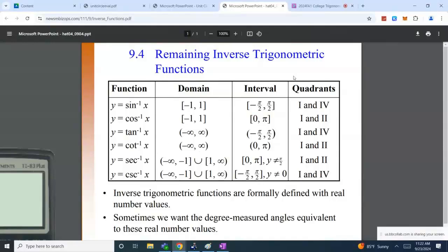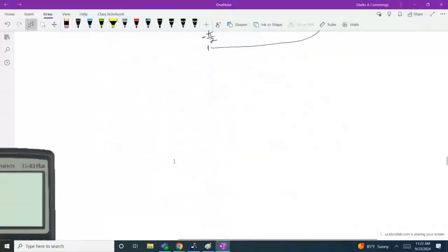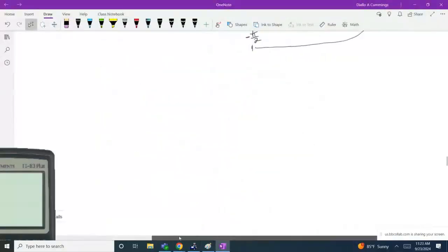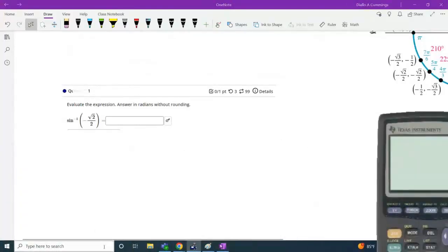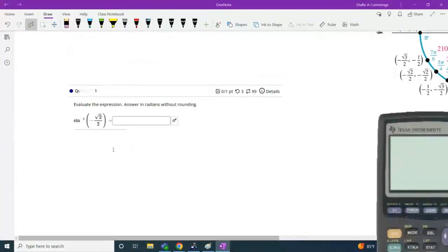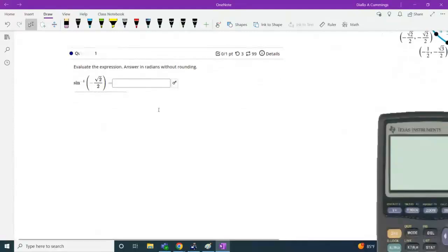All right, so let's see how we actually use this chart to determine angle measures. Notice whenever you're asked to find or evaluate an inverse trig function, the answer is an angle measure. In OneNote, I pulled some problems from the homework set, and this one is similar to question number 1.